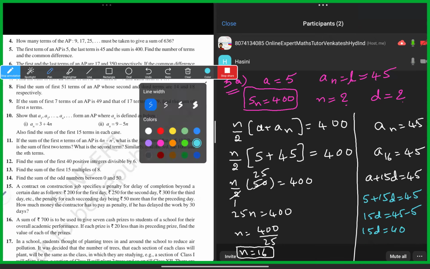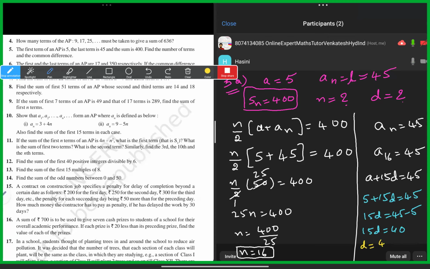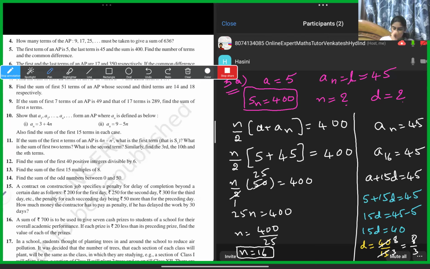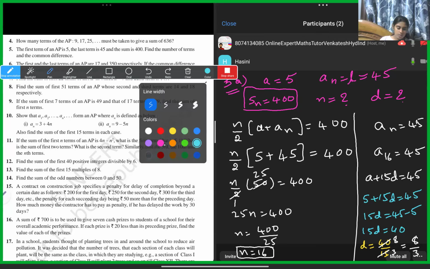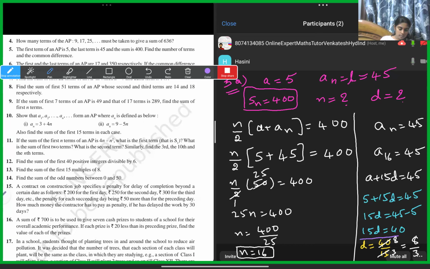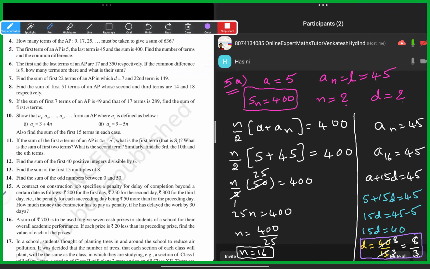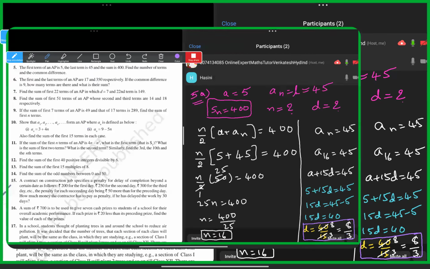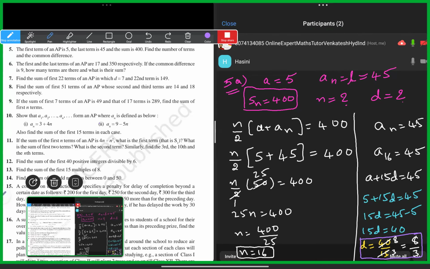Once you check the back answer, Hasni, d we are getting like a fraction. d is equal to 40 by 15. So 5 3s are 15, 5 8s are 40. So it is 8 by 3. Okay, Hasni? Yes, sir. d is 8 by 3. Okay, Hasni, that was correct. So the fifth question is also finished. Shall we go to the sixth question, Hasni?